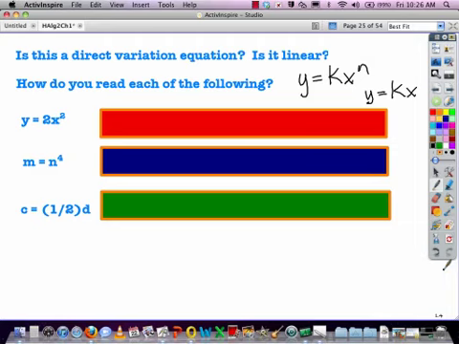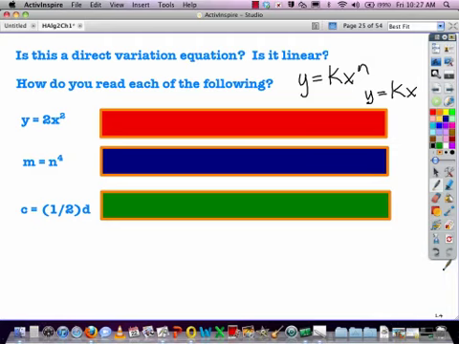So looking at our three, I believe y equals 2x squared would be a direct variation equation, however, it would not be linear. M equals n to the 4th would be a direct variation equation. Again, it would not be linear. Now some of you are going to say, well, it doesn't have an x and a y in it. It doesn't need to have an x and a y in it. The m and the different variables, m and n in this case, can be substituted interchangeably for x and y, and you should know that from your Algebra 1.